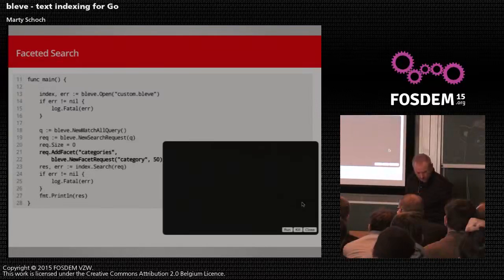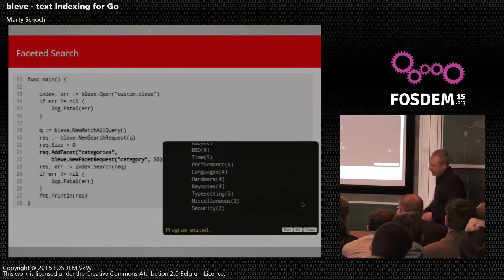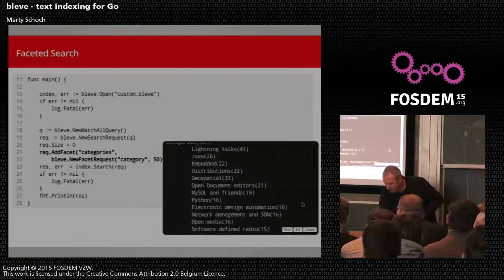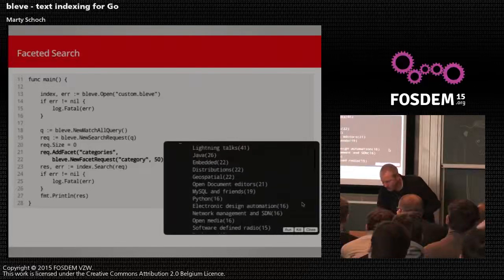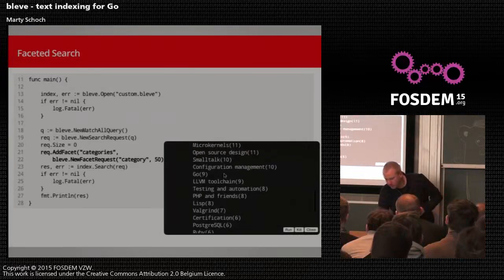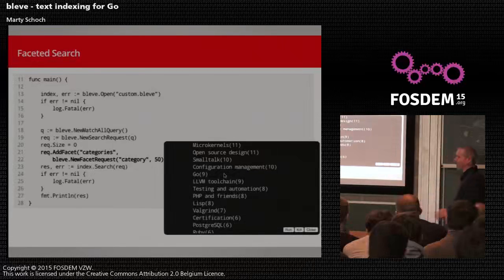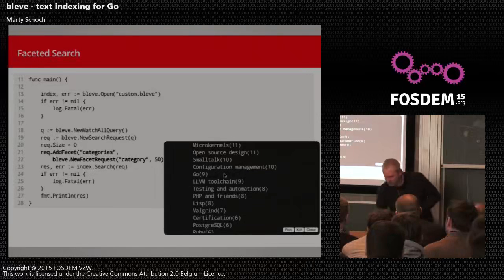And if I run that, here you see, again, it returned the top 50. I think there were only like 44 or so. So you can see, Lightning Talk's over 41, Java 26. If we scroll down a little bit, Go has 9. So again, this is just looking at the raw output, but you'll see later how we can use this to build some cool UI.